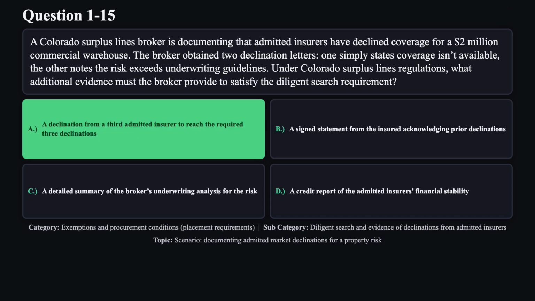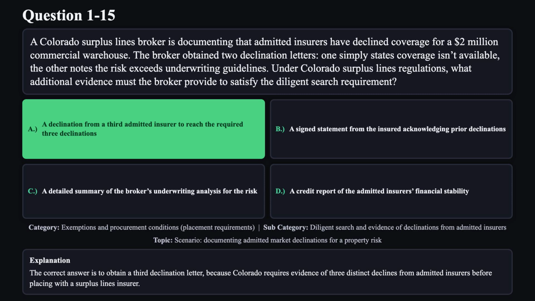The correct answer is A. The correct answer is to obtain a third declination letter, because Colorado requires evidence of 3 distinct declines from admitted insurers before placing with a surplus lines insurer.